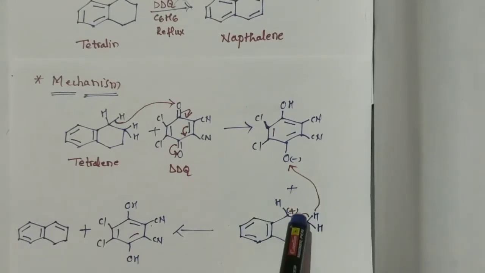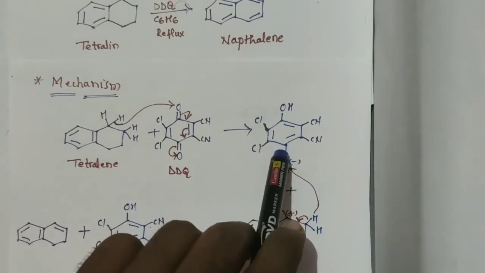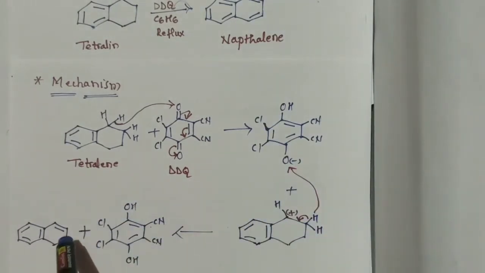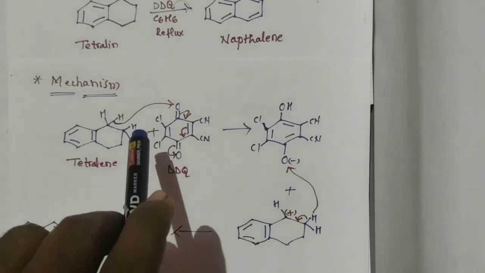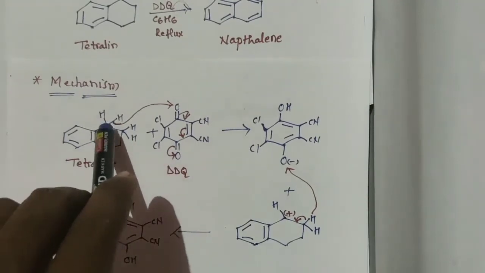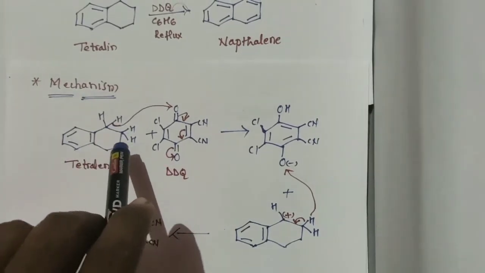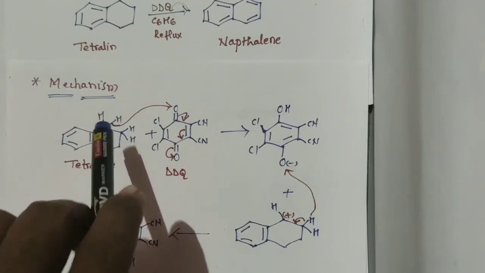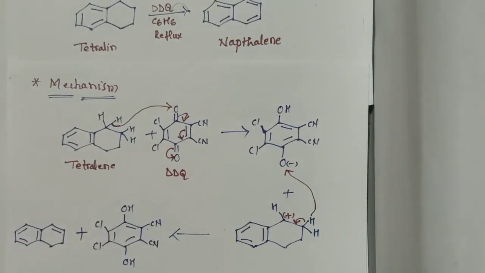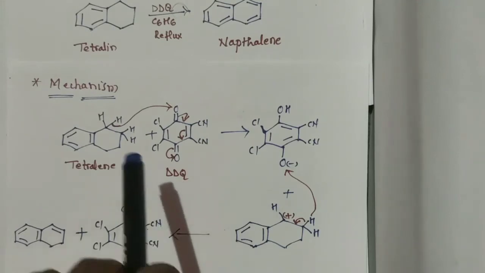That H+ reacts with this phenolate ion, and a double bond forms between these two carbon atoms. That indirectly means that one DDQ abstracts two hydrogen atoms, forming one of the double bonds. That process we call dehydrogenation.